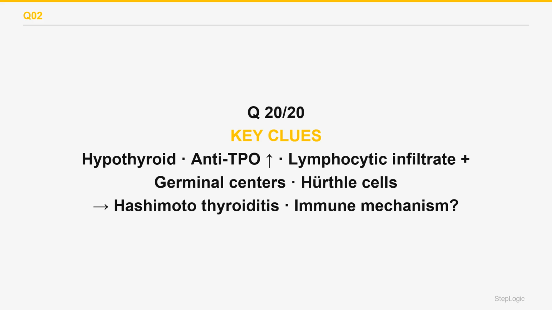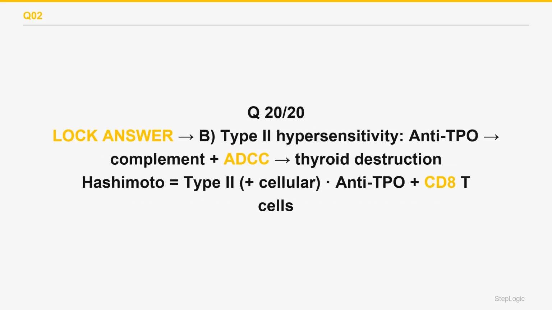Mitochondria-rich oxyphilic cells. Type IV alone, choice D, is an oversimplification. Hashimoto involves both antibody-mediated type 2 and cell-mediated type IV components. The anti-TPO antibodies are the serologic hallmark and the primary diagnostic marker, making type 2 the most accurate single answer.